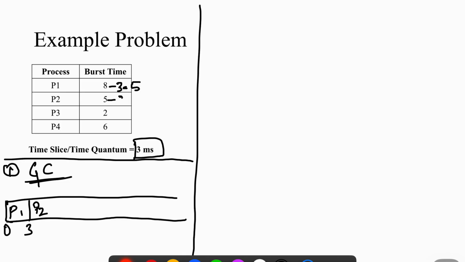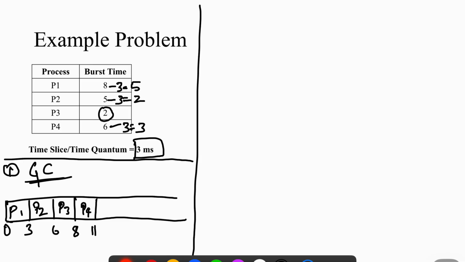Then I have P2. For P2, I'll subtract 3 and the remaining time is 2. This becomes 6. Now here, P3 requires only 2. As I earlier told, it can be 3 milliseconds maximum or lesser than that. So I can just take P3 till 8 milliseconds. And next comes P4. P4 has 6, so 6 minus 3, 3 is remaining.